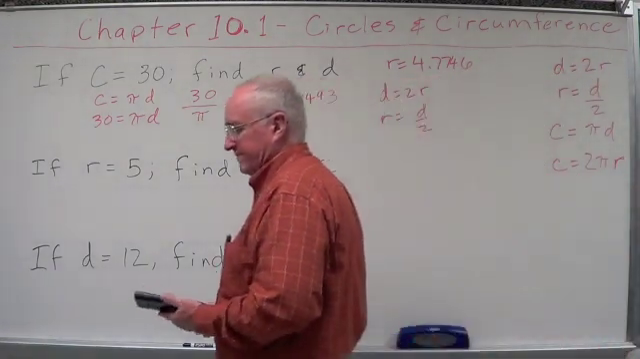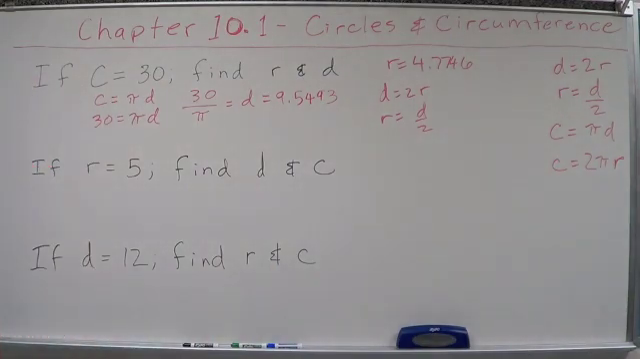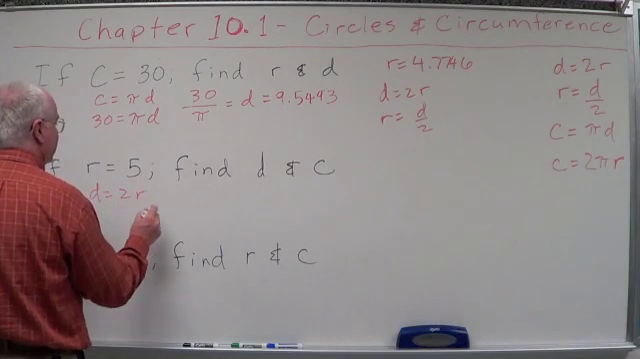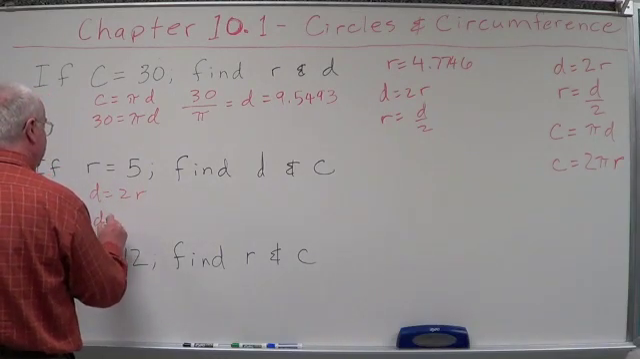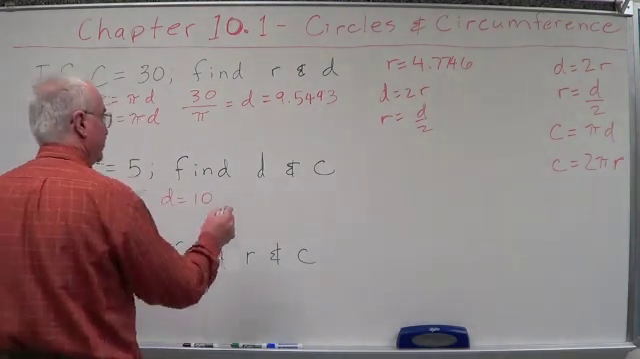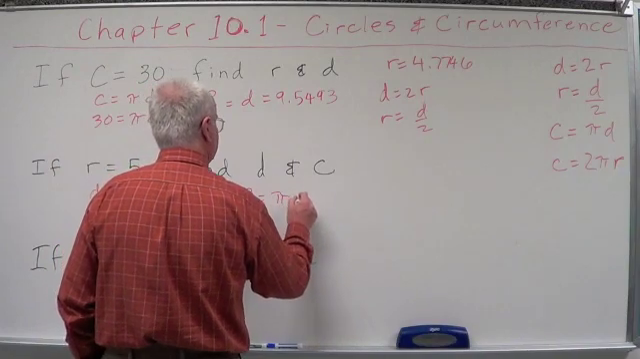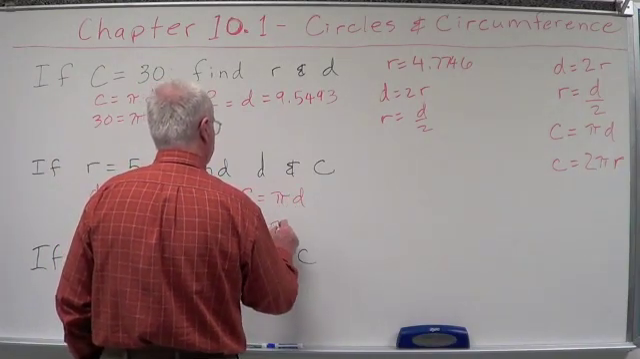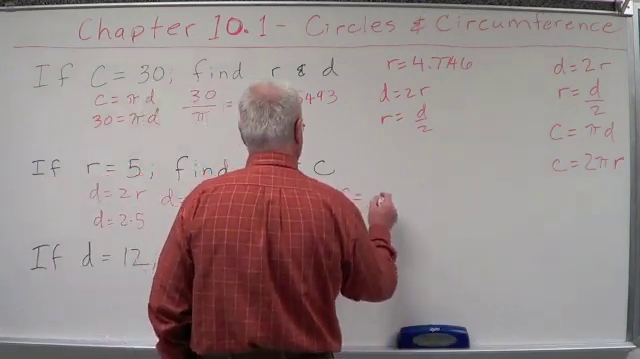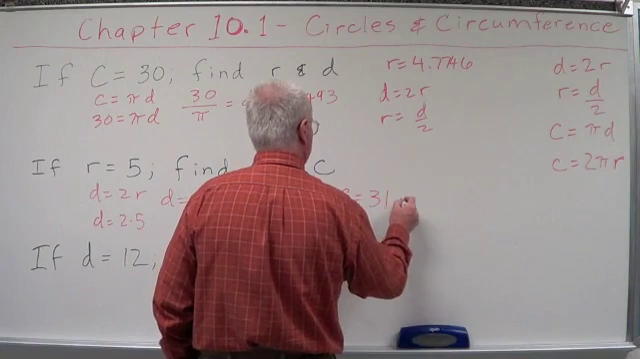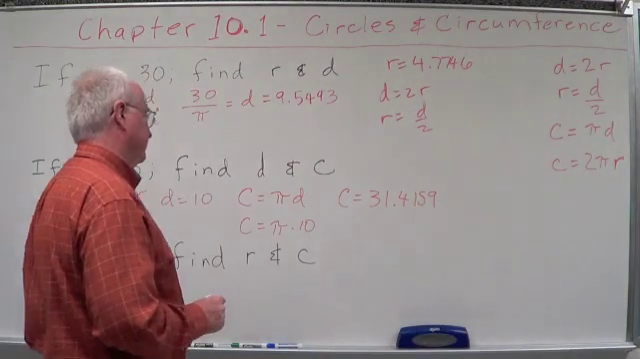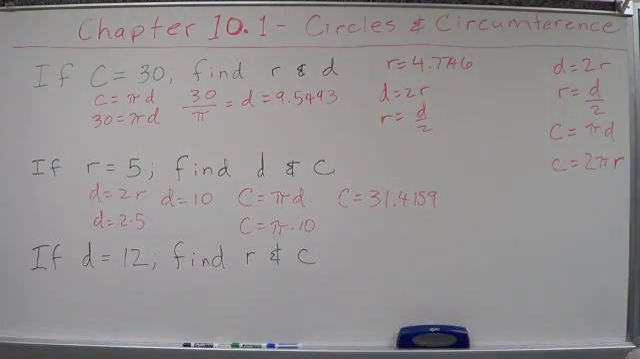We're given 5 is r. Let's find d. We know that d equals 2r. So we have d equals 2 times 5, or d equals 10. We know that C equals pi d. So C equals pi times 10, or C equals 31.4159.